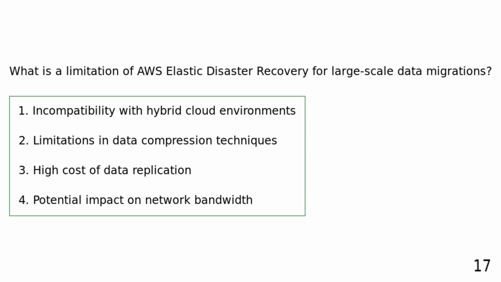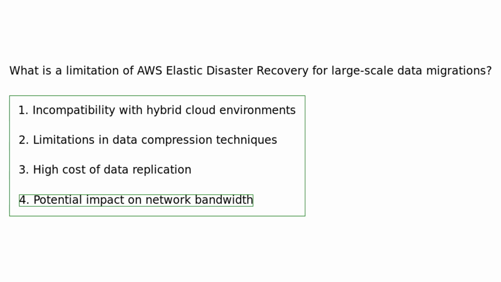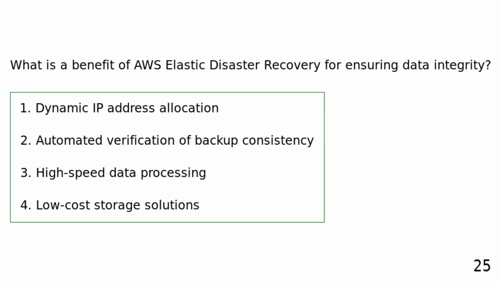Incompatibility with hybrid cloud environments. Limitations in data compression techniques. High cost of data replication. Potential impact on network bandwidth. AWS Elastic Disaster Recovery may face limitations in large-scale data migrations due to potential impacts on network bandwidth during data replication. What is a benefit of AWS Elastic Disaster Recovery for ensuring data integrity?